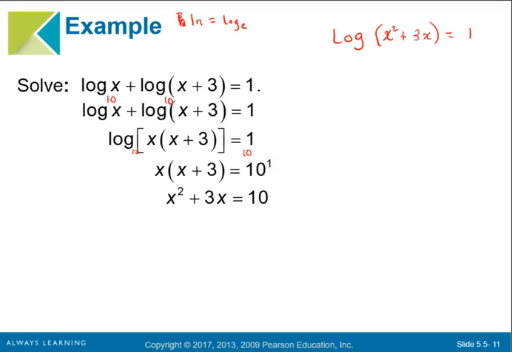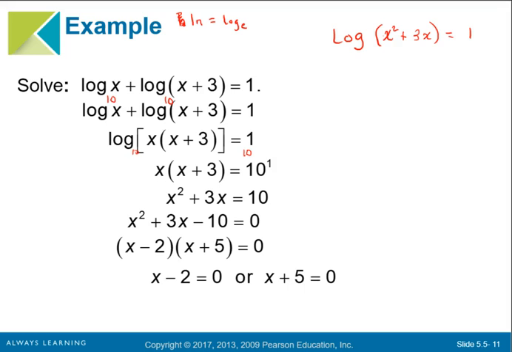We're going to go ahead and subtract the 10 to the other side, set it equal to 0. We're going to solve for our quadratic. We're going to wind up with x equals 2 or x equals negative 5. All right, quick check this. We're going to check our 2.